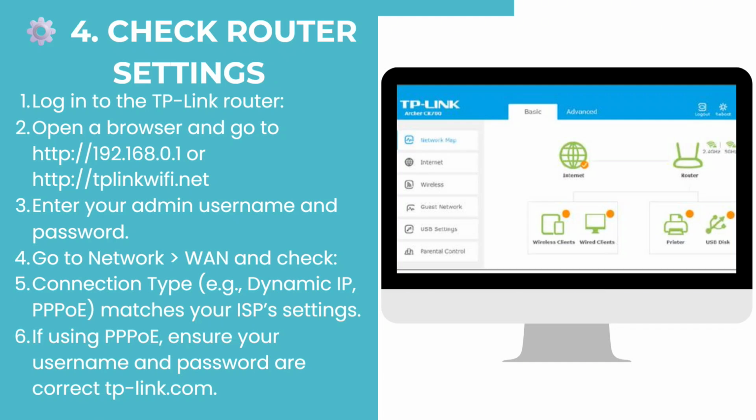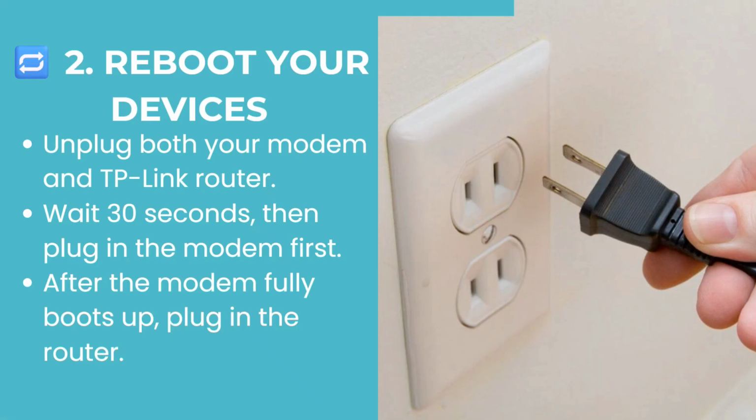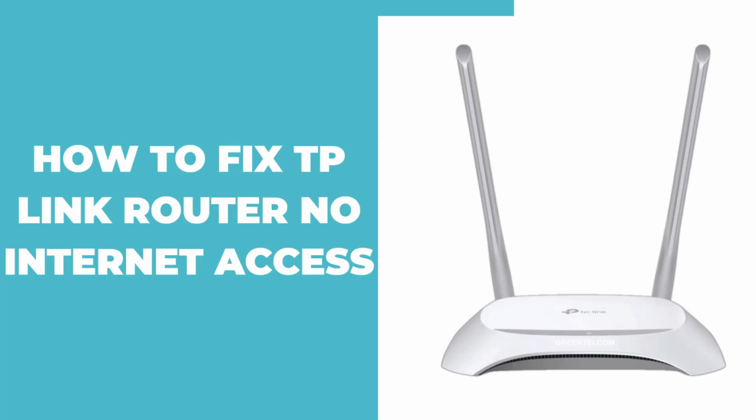and check the connection type. Make sure that it matches your ISP setting. So if using PPPoE, ensure your username and password are correct. tplink.com. And that is how you can basically fix TP-Link router no internet access.